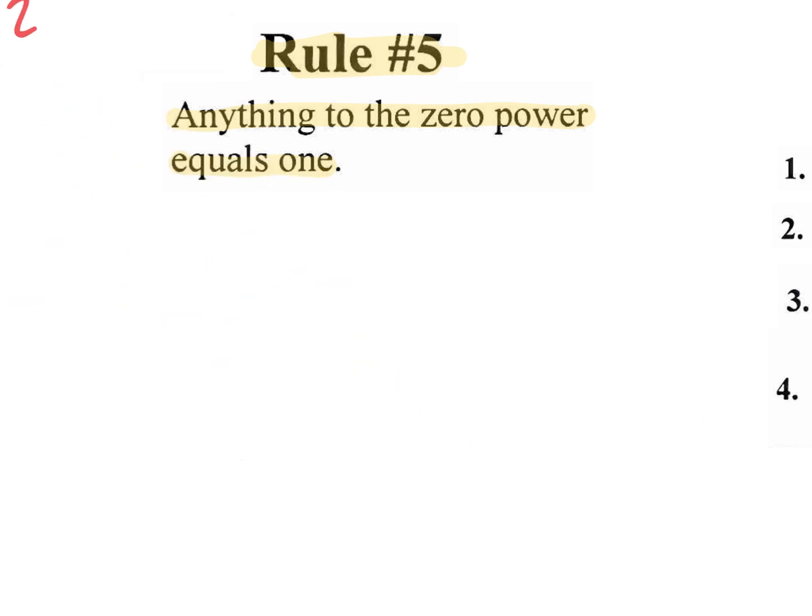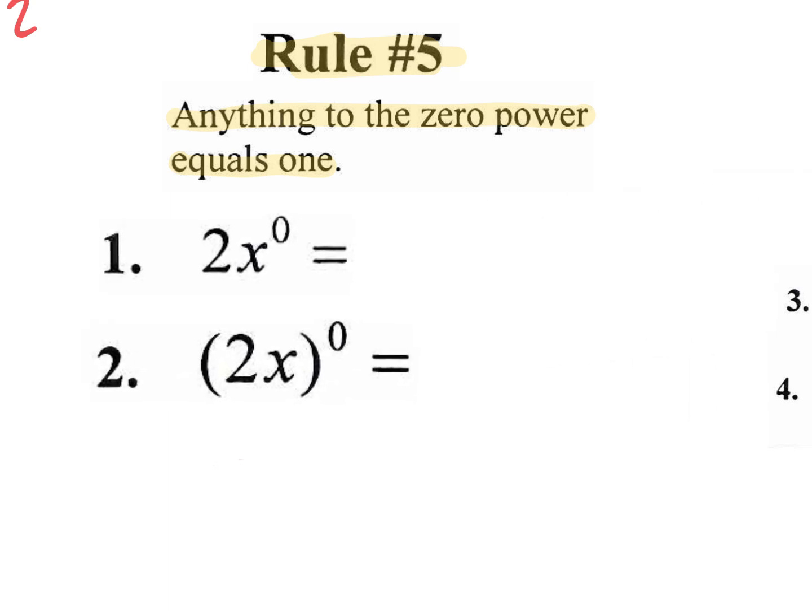So as you could see, I wanted to compare these two. We kind of went over it already. The first answer is going to be what? 2x to the power of 0. What's the answer? 2. Great. And the second one, what's the answer going to be?